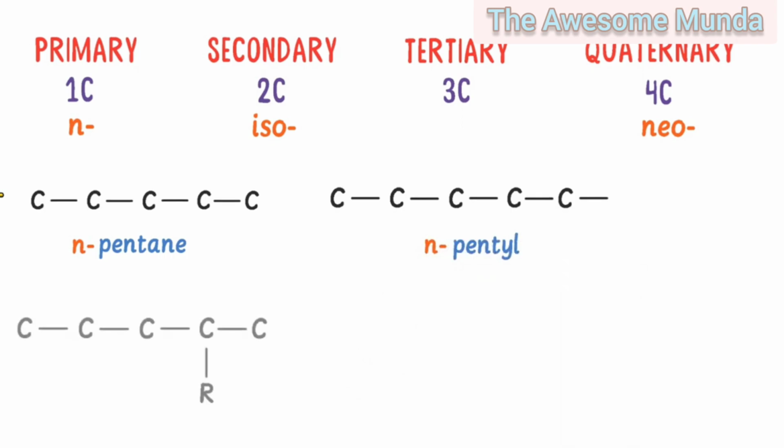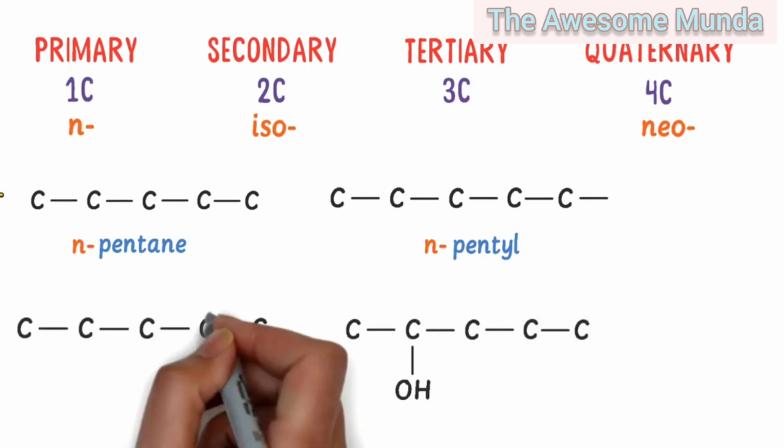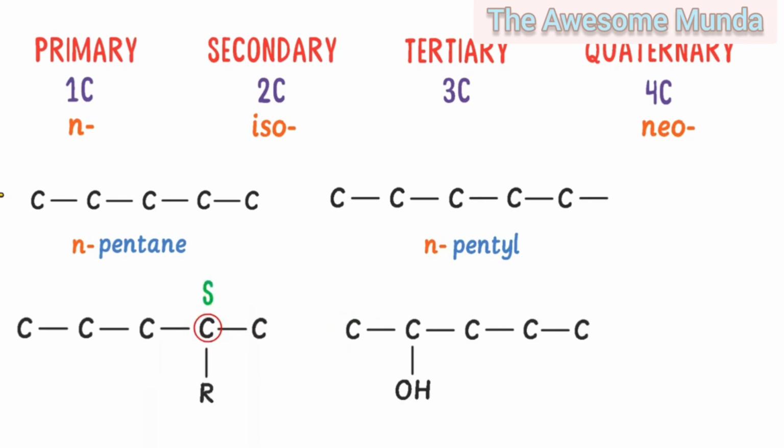Now consider this organic compound and this organic compound. Here, the alkyl group R is bonded to the second carbon, so it is isopentyl. Here, the functional group OH is bonded to the second carbon, so I write secondary pentyl alcohol. Now let me take you to the medium level.